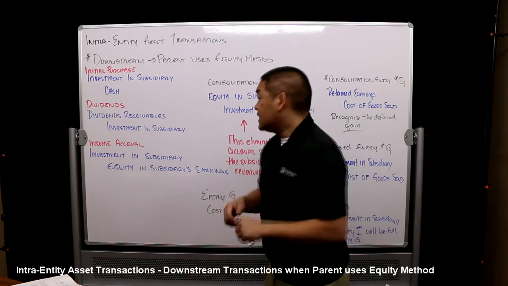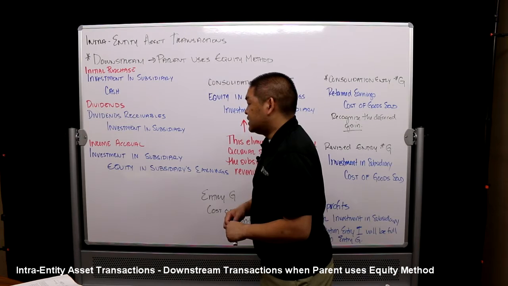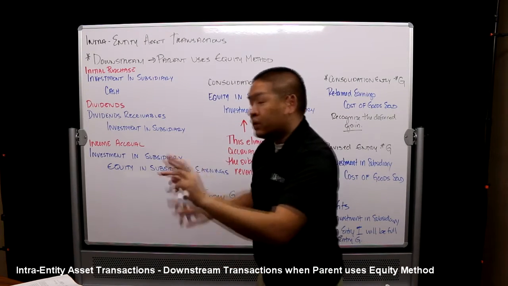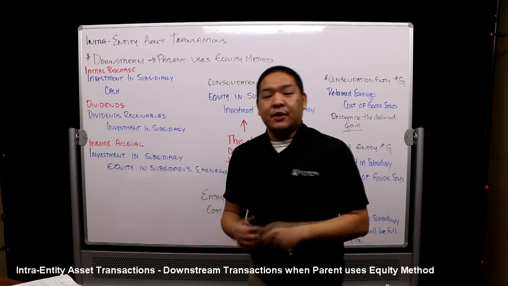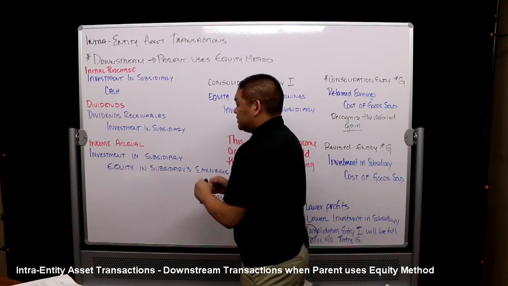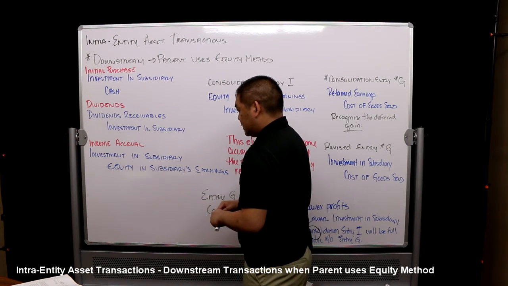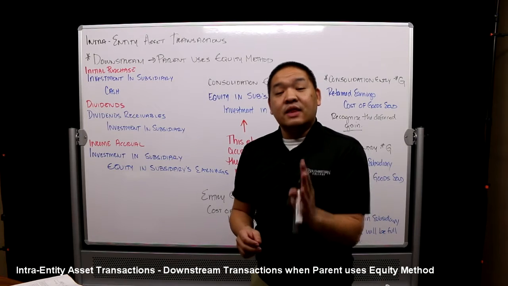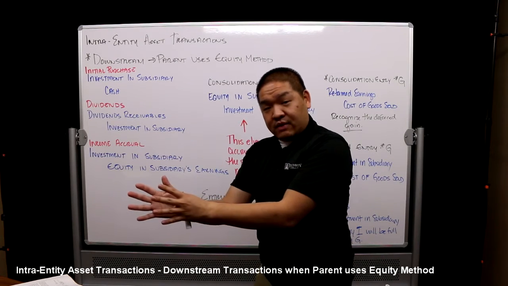We increase the investment in subsidiary when there is income accrual, when they have net profits. Or we would flip these if they had losses. So if they had losses, we would credit investment in subsidiary and debit equity in subsidiary earnings. But let's assume that we're getting a net income. Now, that's the equity method.